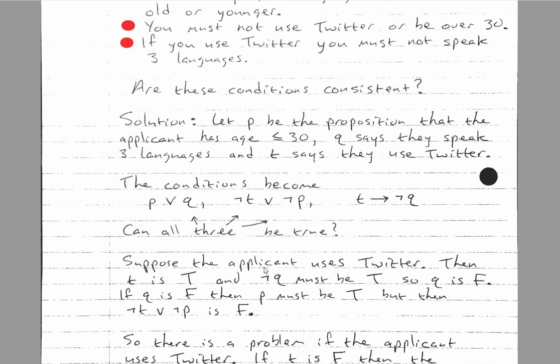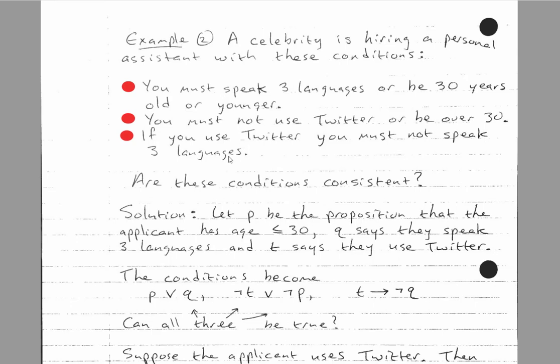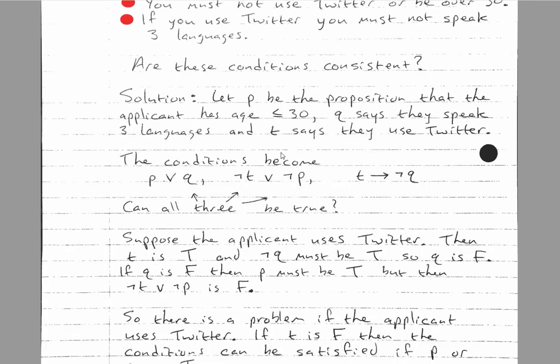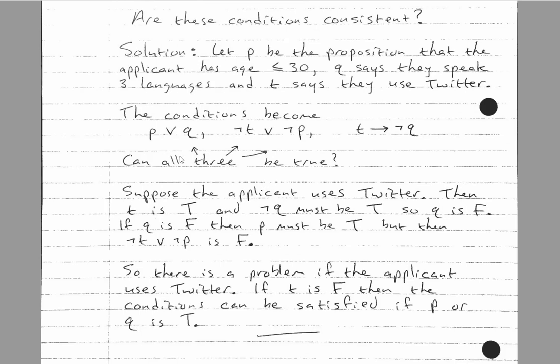All right, so these conditions are consistent. It is possible to make them all true. For example, an assistant that is under 30 and doesn't use Twitter satisfies all 3. All right, so I hope that made sense.